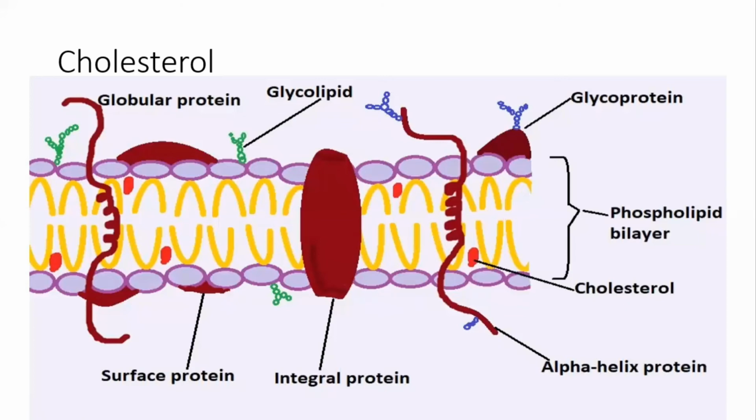Now cholesterol. Cholesterol is a small substance that is located in between these hydrophobic tails of the cell membrane. You can see in this picture these yellow tails, they're the hydrophobic tails of the phospholipid bilayer. And in between, you see the cholesterol. The main function of the cholesterol is to maintain the shape of the cell membrane, and it helps to maintain the shape of this phospholipid bilayer.